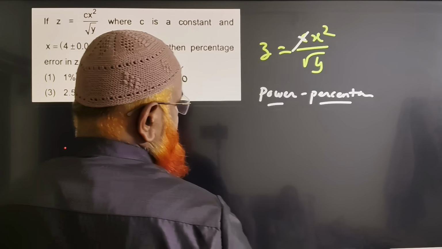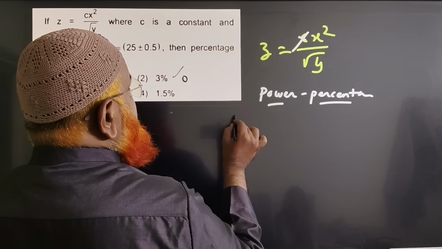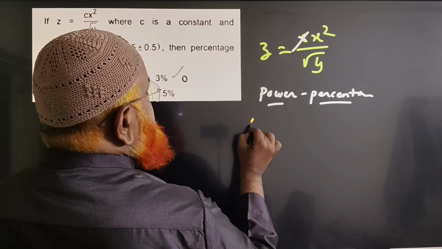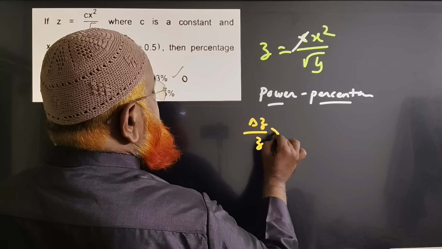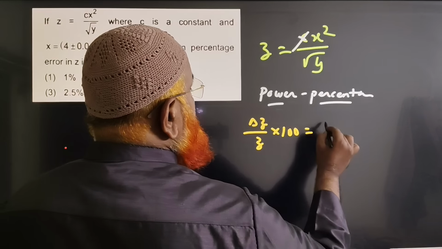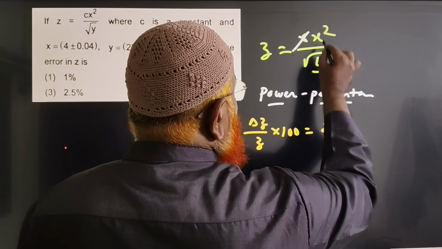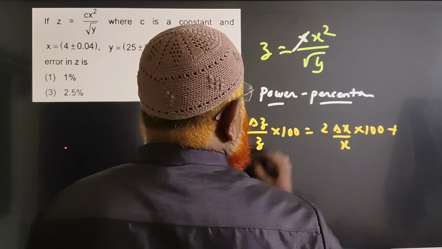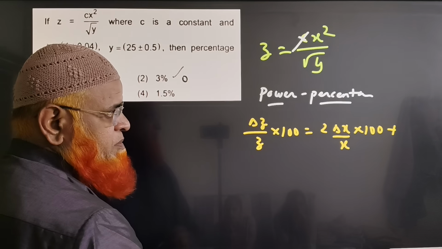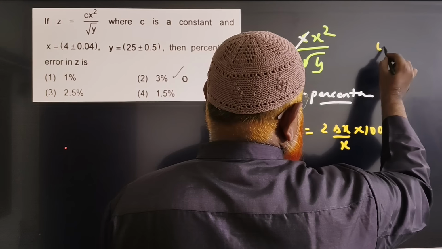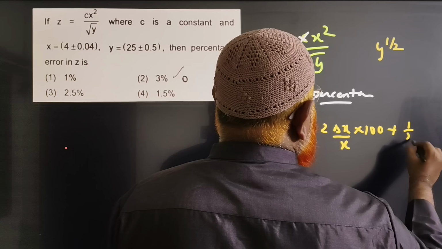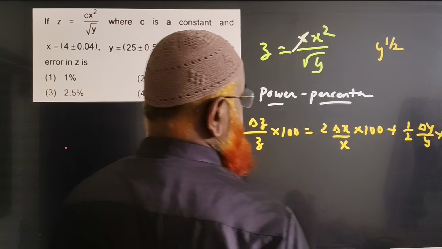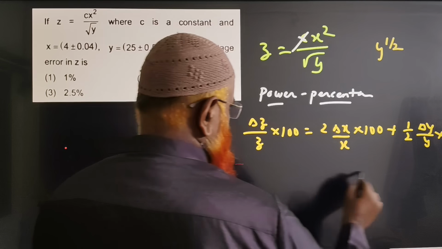What is the meaning of power percentage here? For example, if you take z here, delta z by z into 100 is equal to 2 into delta x by x into 100 plus root y. Root y means y power of 1 by 2. So root y is nothing but y power 1 by 2. So half delta y by y into 100. Okay. This is your formula.